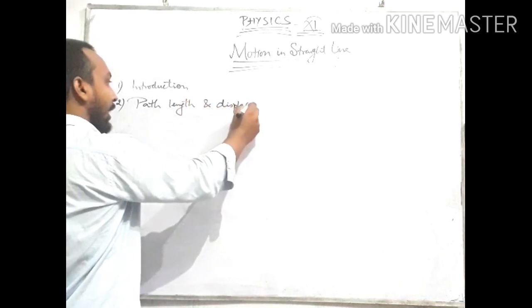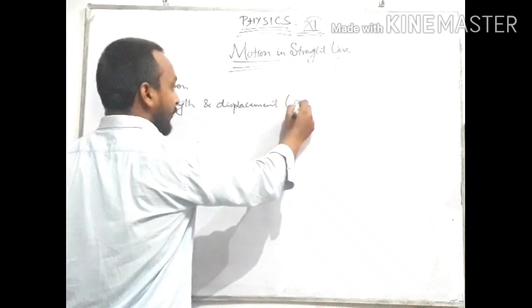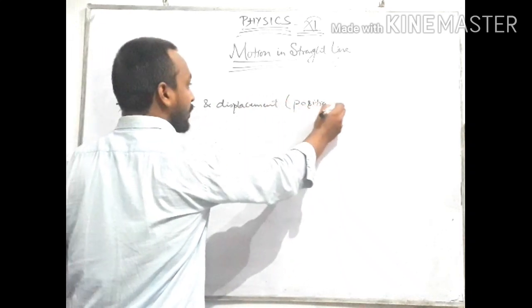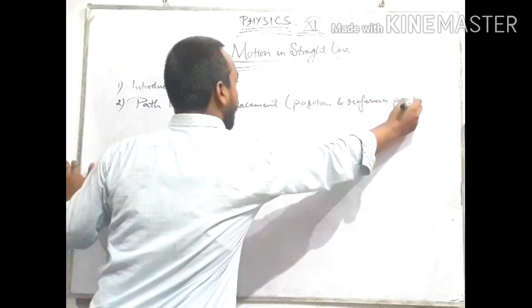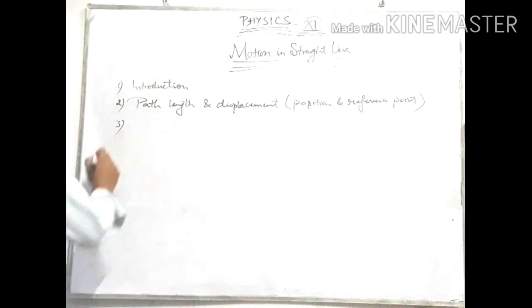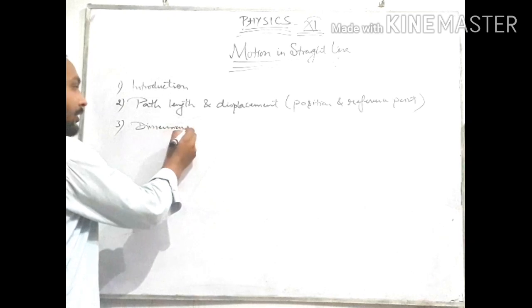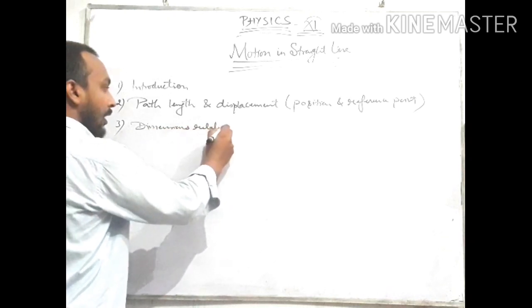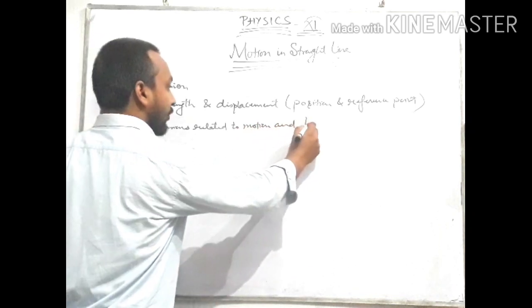Second one, we covered what is the meaning of path length and displacement. And while discussing path length and displacement, we also discussed position and reference point. This is the basic one. And the third one, we discussed dimensions related to motion and types of motion.